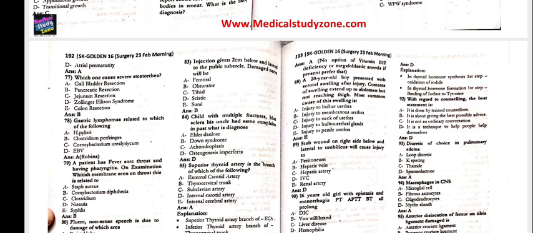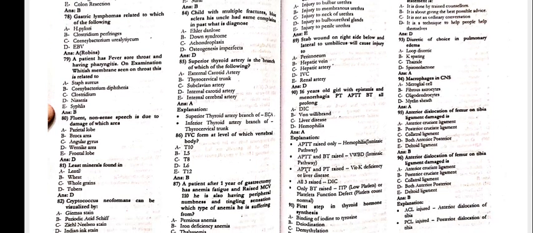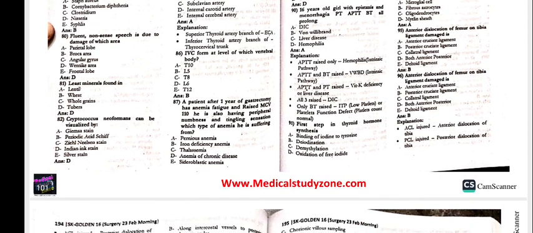88, a 20-year-old boy presented with scrotal swelling after injury. Contents of the swelling extend up to the abdomen and not reaching the thighs. Most common cause of his swelling is injury to the penile urethra. Next, 89, the stab wound on the right side below and lateral to the umbilicus will cause injury to the IVC. 90, a 16-year-old girl with epistaxis, menorrhagia, PT, APTT, BT all prolonged, that is DIC.